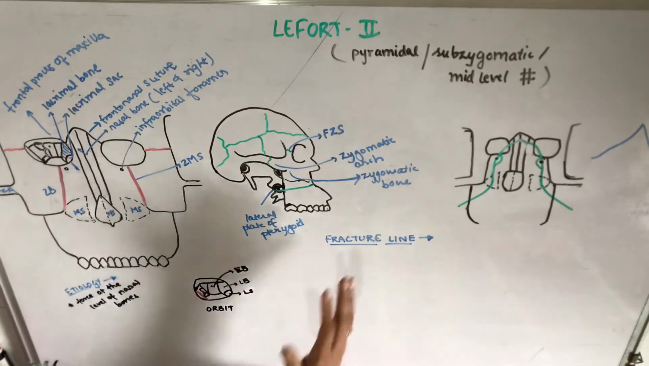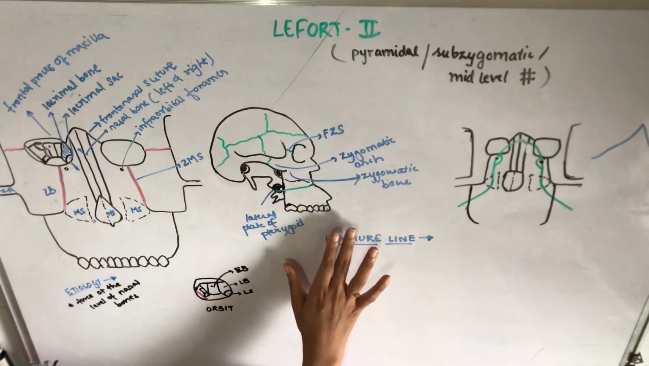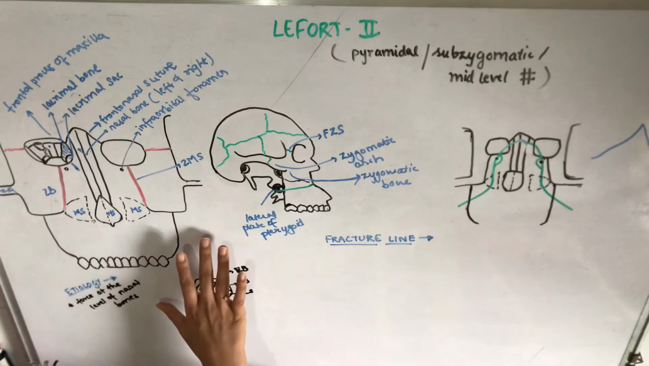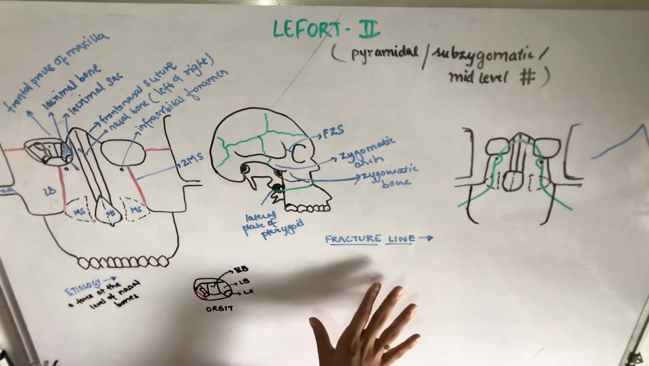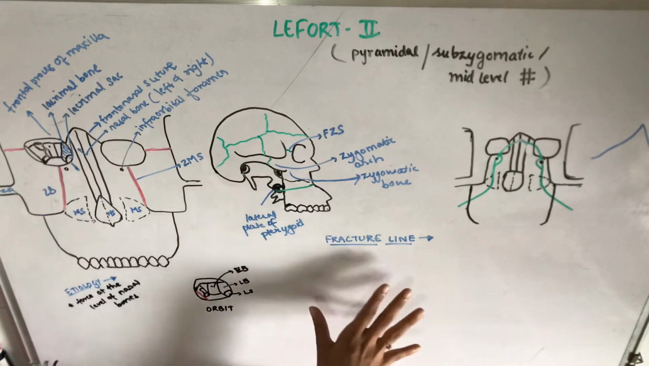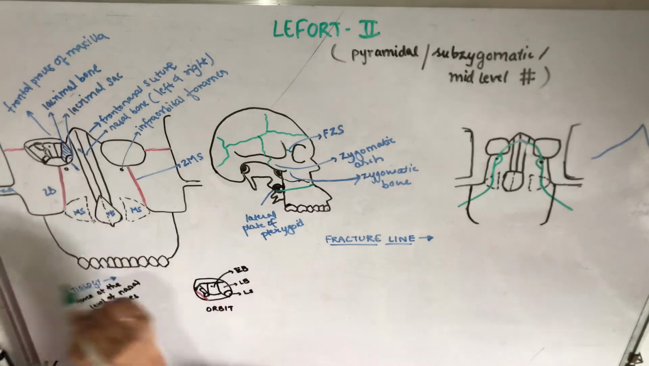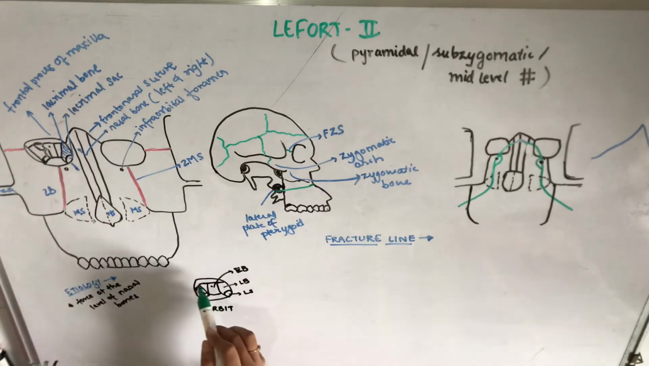Before starting with the main topic, that is the fracture line, I'm going to give a brief overview of the anatomy, because if you know this anatomy well, then you can easily learn the fracture line and it becomes very easy to memorize. So first, this is the picture, and I'm going to talk about the anatomy of the orbit.